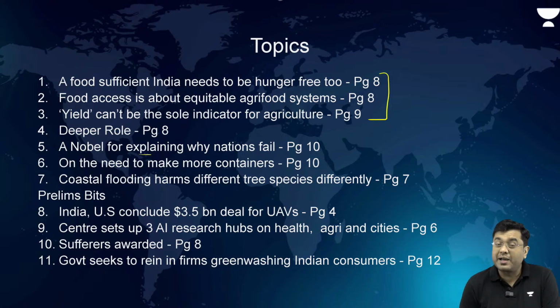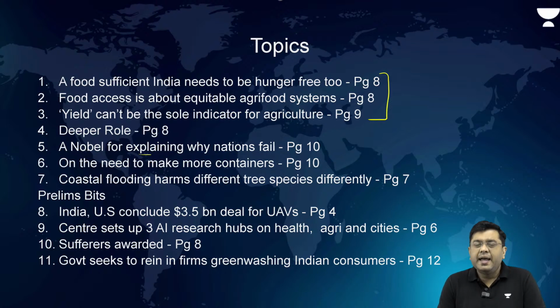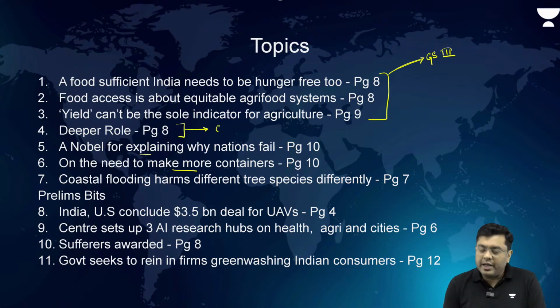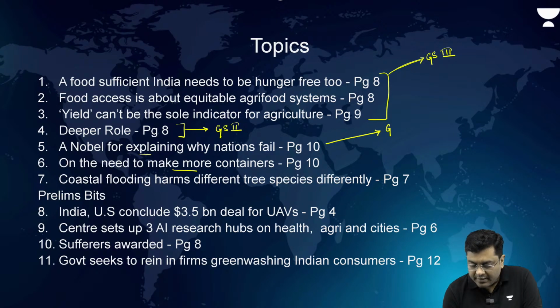On the need to make more containers, this is about the logistics and the issue of greater trade volumes being tied to the amount of containers being produced in a country. So here, first 3, they are relevant for your GS paper 3. All the 3 topics. Then the deeper role, this is associated with your GS paper 2. Then a Nobel for explaining why nations fail, that is also associated with GS paper 3. Same with the aspect of containers as well.